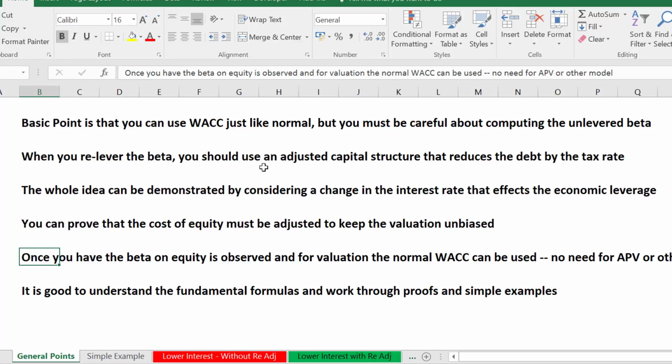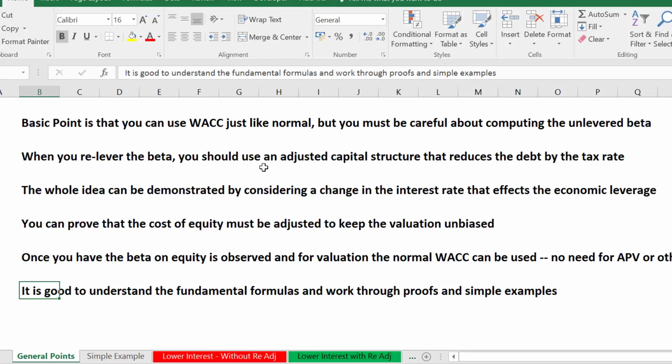Now, you see the beta on equity, which you get from the stock prices, and we can get the beta on debt. That's another separate video, as I already told you, and the circularity created by all this stuff, that's going to be a third or fourth video. There's no need for any APV or anything. It doesn't add anything. It's a bunch of rubbish. It really, really is, once you understand a fundamental point.